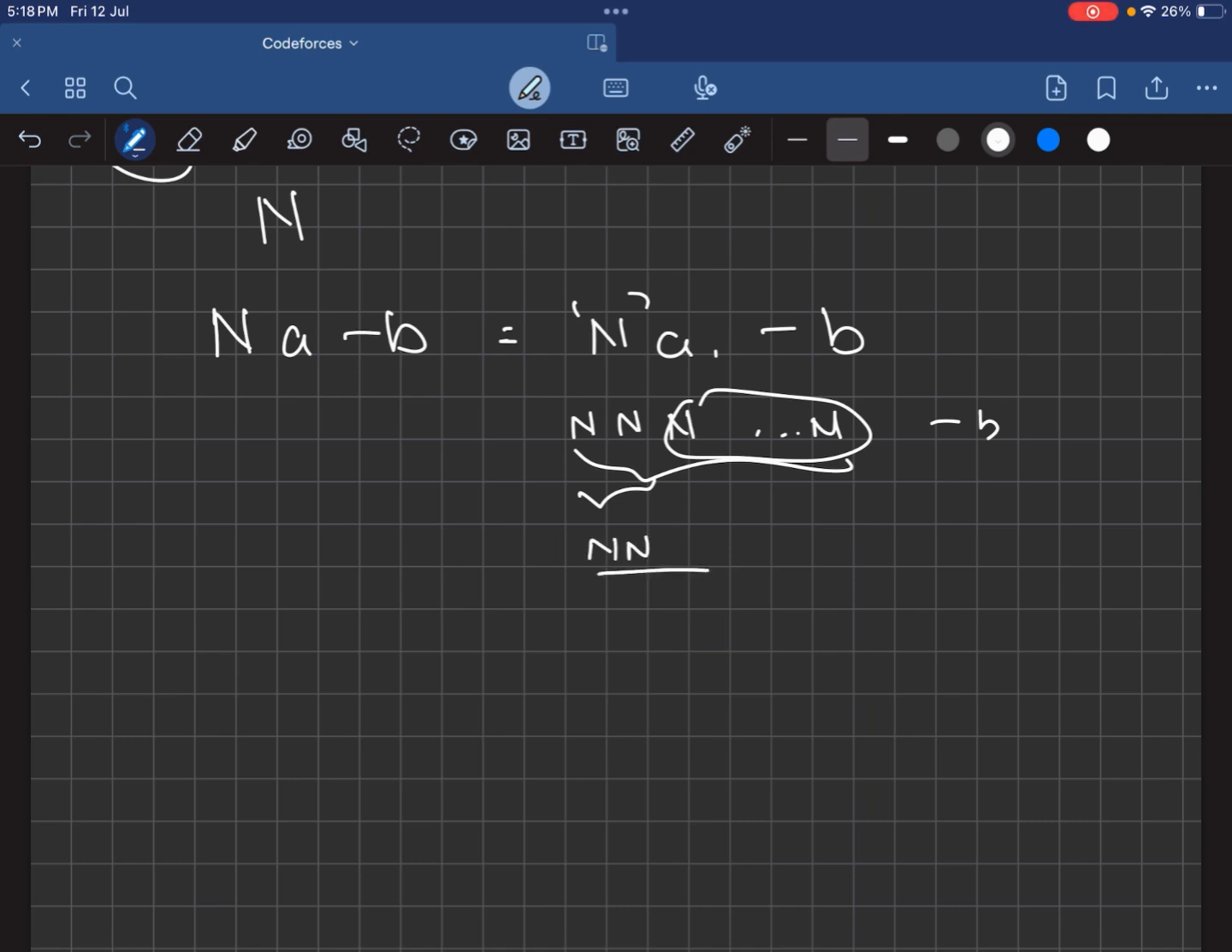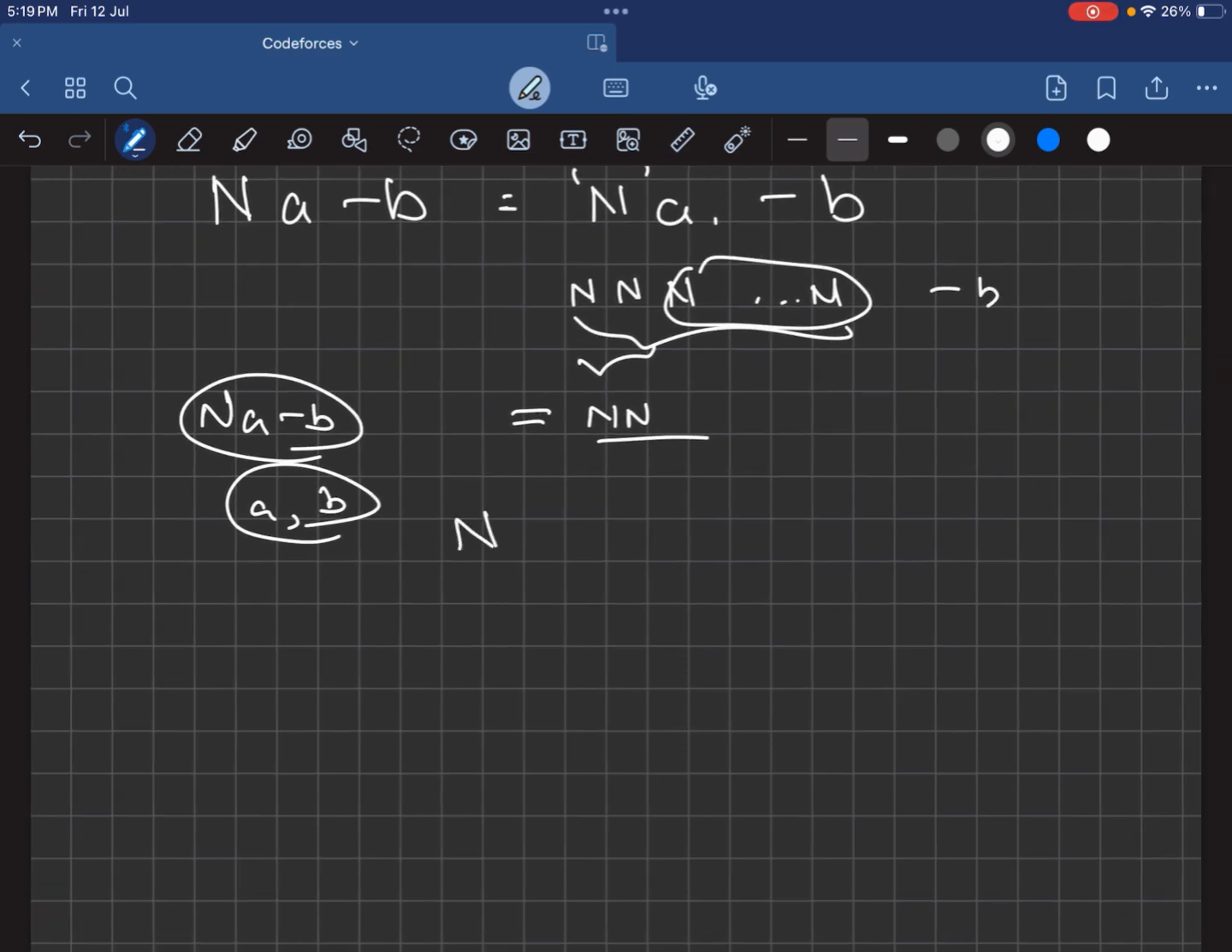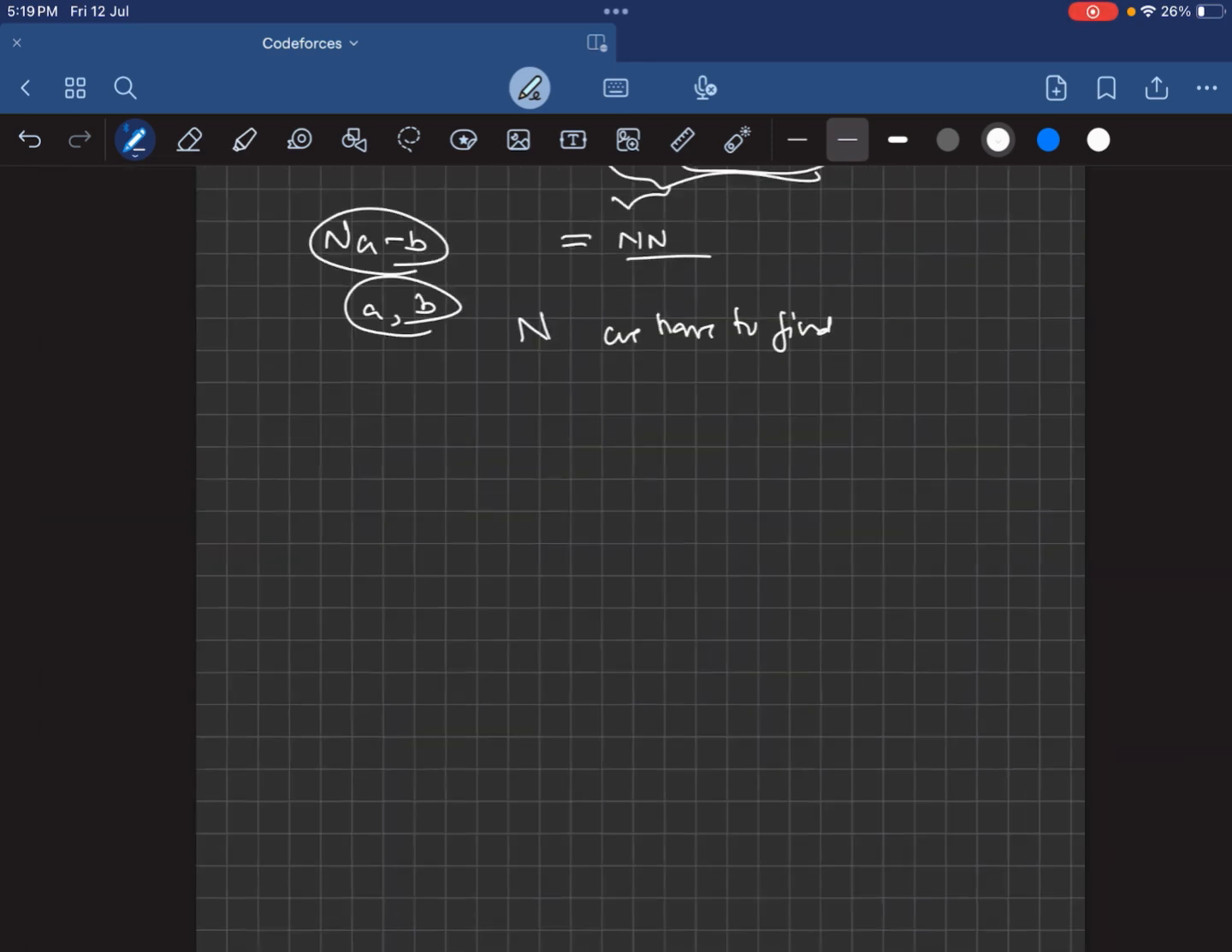You get a certain string, and when this equals the actual operation n times a minus b, we call that test case a comma b a bad test case, because even by doing the wrong operation he's getting the right answer. So given an integer n, we have to find all the bad cases of this type. Let's do this.